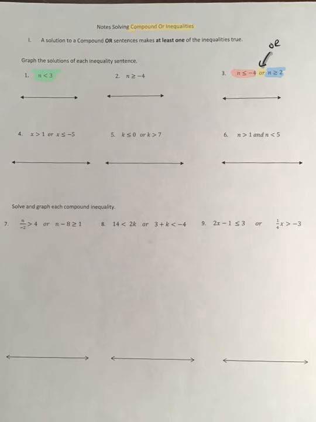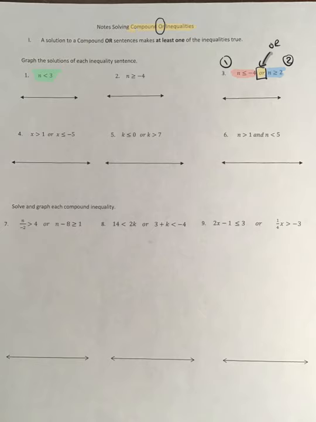Again, a compound sentence must have two sentences joined with a conjunction, and we are looking at the conjunction or. I went to the park or I ate my vegetables. I'm joining two complete sentences with the conjunction or. In math, we can join two inequality sentences with the conjunction or. And tomorrow, we will be looking at compound sentences joined with an and.